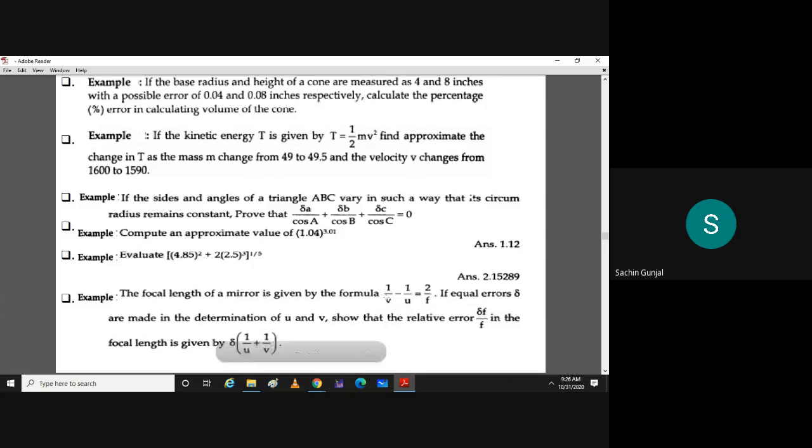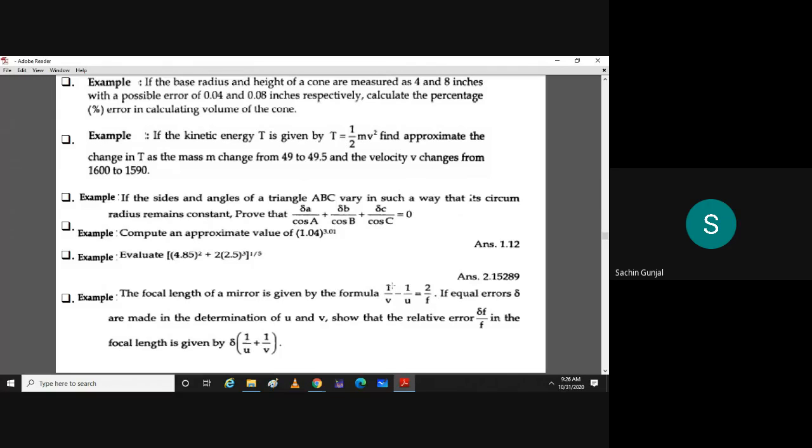What is log of the left hand side? Log of 1 by v minus 1 by u. How do you separate it? Sorry, sir. It won't work. Sir, we can split the 2 upon f as 1 by f plus 1 by f and then take it to the other side and then differentiate.